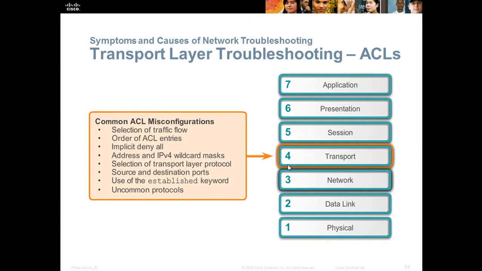Similarly, transport layer troubleshooting includes the access control list, and some of the common access control list misconfigurations are selection of traffic flow, the order of the ACL entries, implicit deny all, address and IPv4 wildcard masks, selection of transport layer protocol, source and destination ports, use of the established keyword, and uncommon protocols.